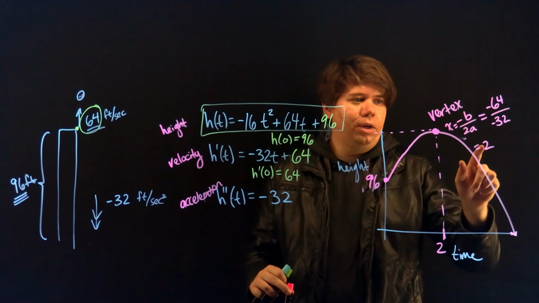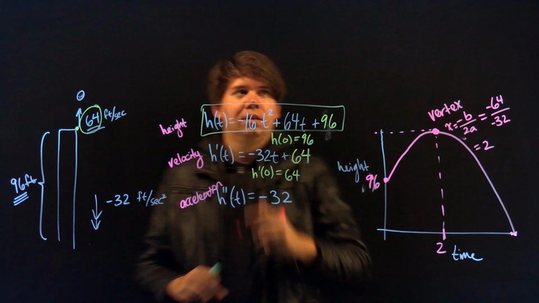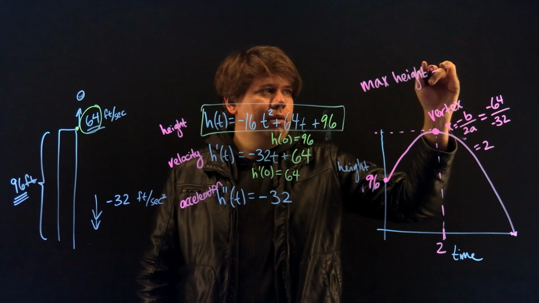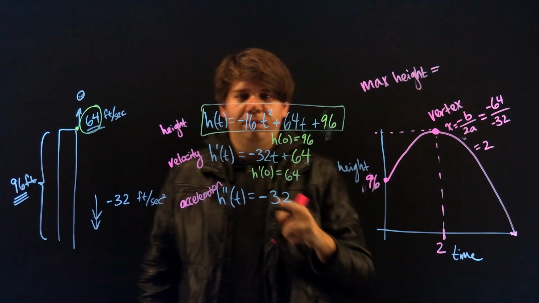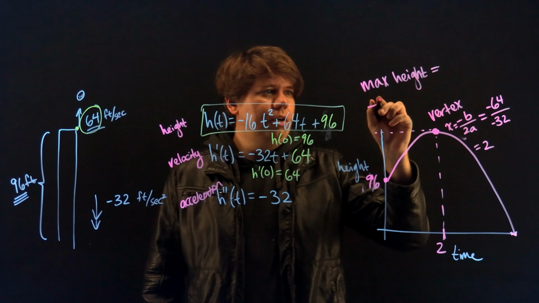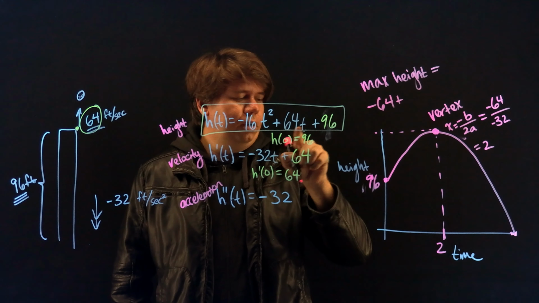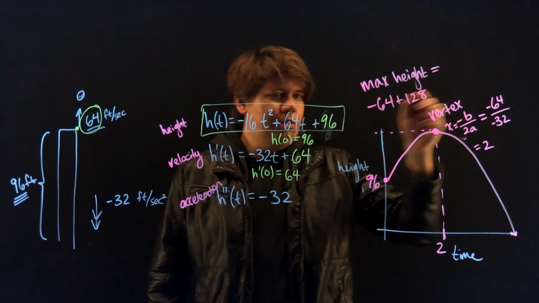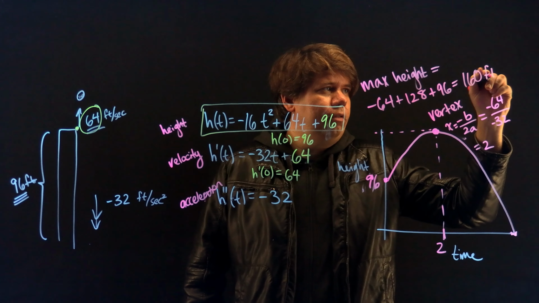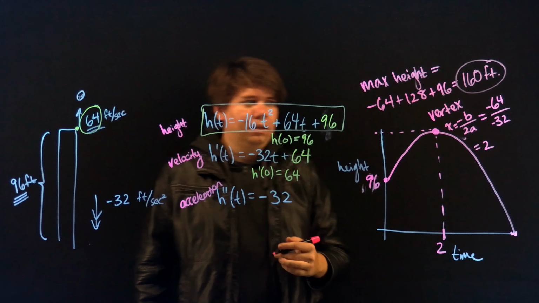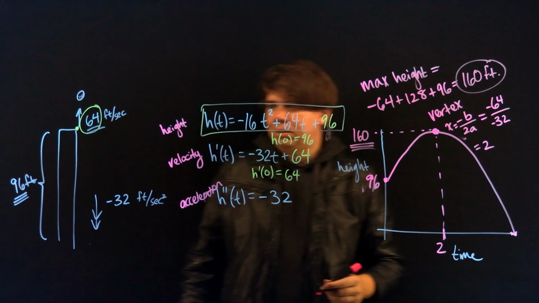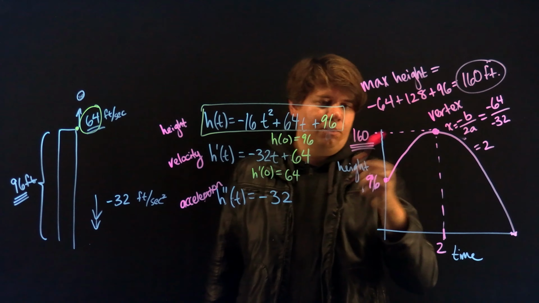What is that height? Well, you just need to plug 2 into the function. So my maximum height would be, just plug 2 into the function, you get negative 16 times 4, so that's negative 64, plus 64 times 2, so plus 128. So that's going to leave me with just 64. 64 plus 96 gives me 160. So your ball gets up 160 feet tall. This is at height 160 feet. There we go. Now we see how we can use the derivative to solve problems like what's the maximum height.